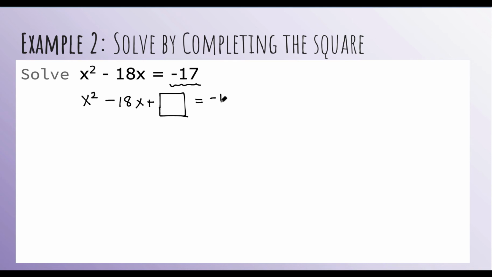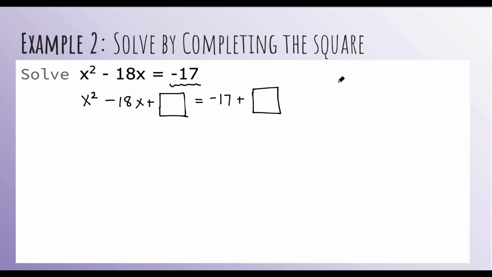And this is equal to negative 17 plus whatever you do to the left side of an equation, you have to do to the right side to keep it balanced. So we're going to add that same value on both sides of the equation. Now we need to figure out what goes inside the box.